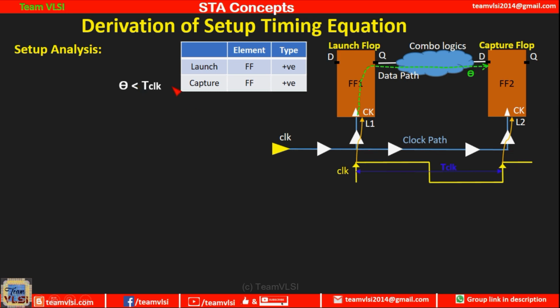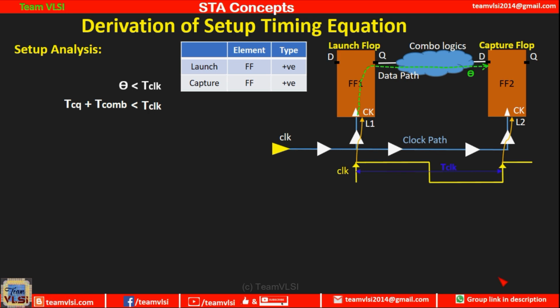As I have told, this theta has two parts. One is the clock to Q delay and the second is the combinational delay from Q to D pin here. So we can rewrite this as T_CQ plus T_combo should be less than T clock, right?